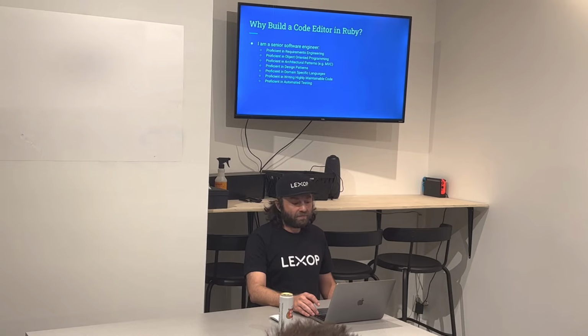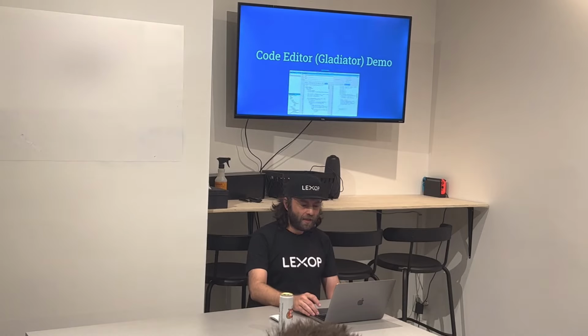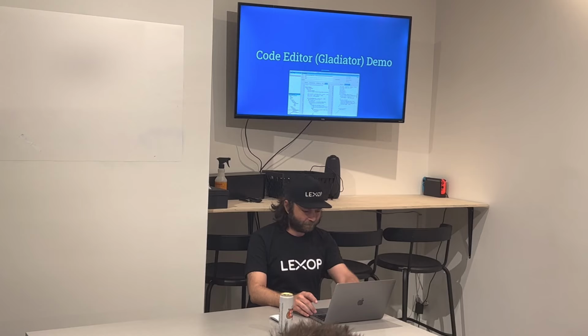And the other thing that bothered me was, why are all editors not written in Ruby? Ruby is one of the best programming languages in the world. Code editors should be written in Ruby too. So that's how Gladiator was born. It was an open source project that was born out of the idea of exploring Ruby in order to build my own code editor. So let's start by doing a demo of Gladiator.